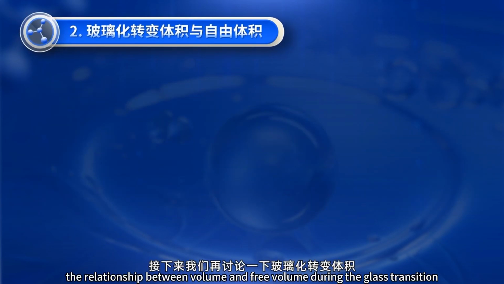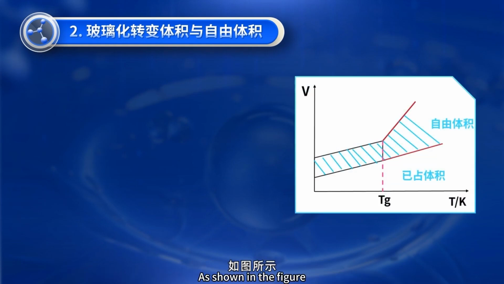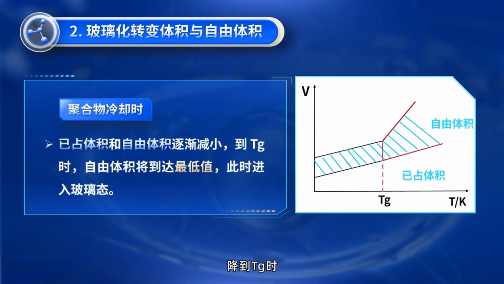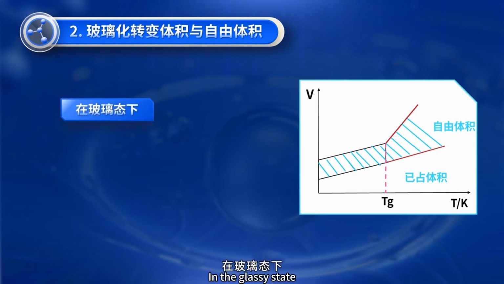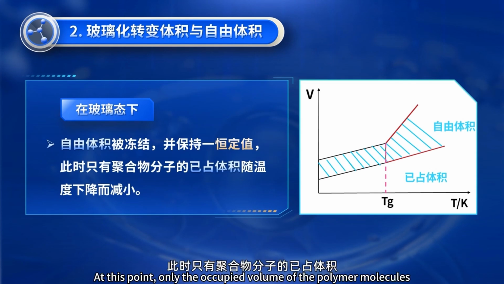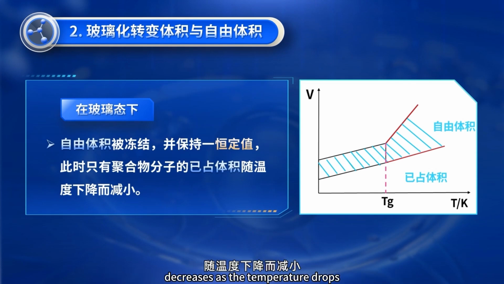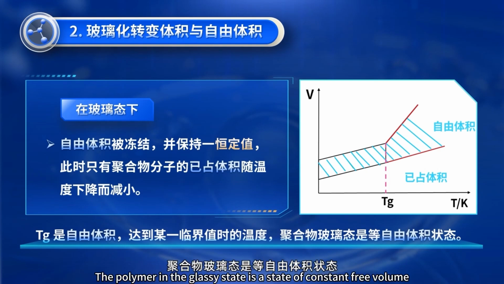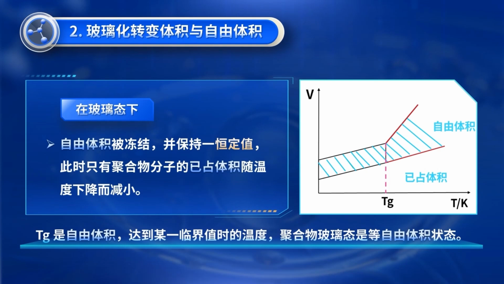Next, let's discuss the relationship between volume and free volume during the glass transition. As shown in the figure, when the polymer cools, both the occupied volume and the free volume gradually decrease. When cooled to Tg, the free volume reaches its minimum. At this point, it enters the glassy state. In the glassy state, the free volume is frozen and remains at a constant value. At this point, only the occupied volume of the polymer molecules decreases as the temperature drops. So Tg is the temperature at which the free volume reaches a certain critical value. The polymer in the glassy state is a state of constant free volume.